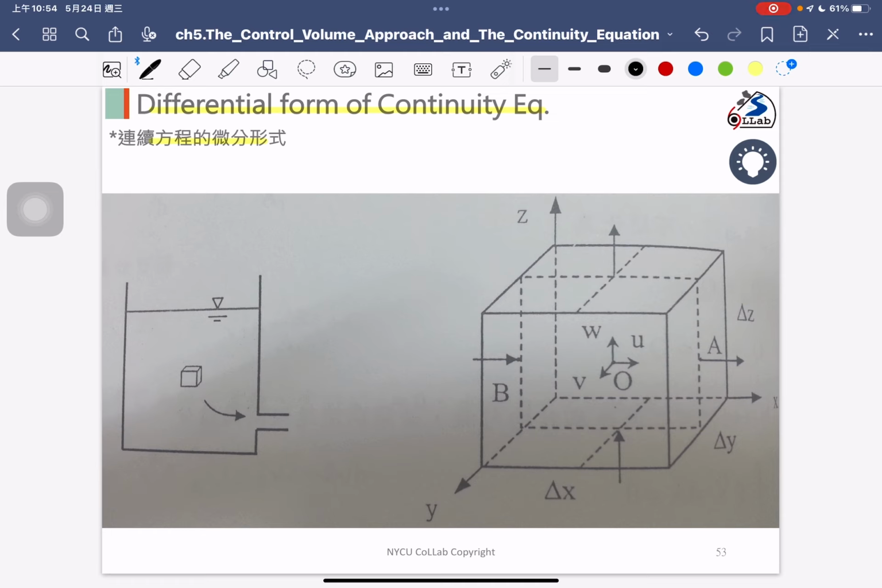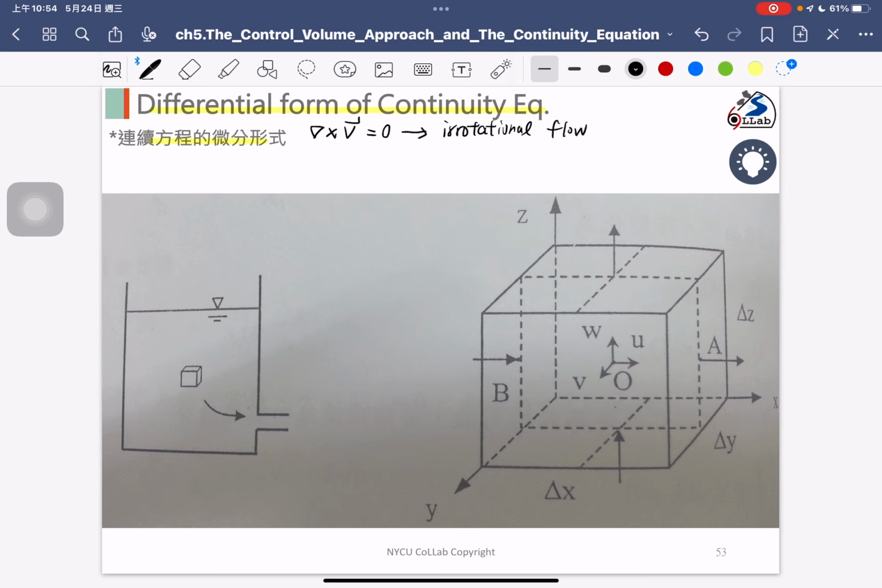If you remember, in a previous chapter we did the cross product with the velocity. The spatial differential operator cross product with the velocity vector, if it equals 0, then we call that flow irrotational flow, right?